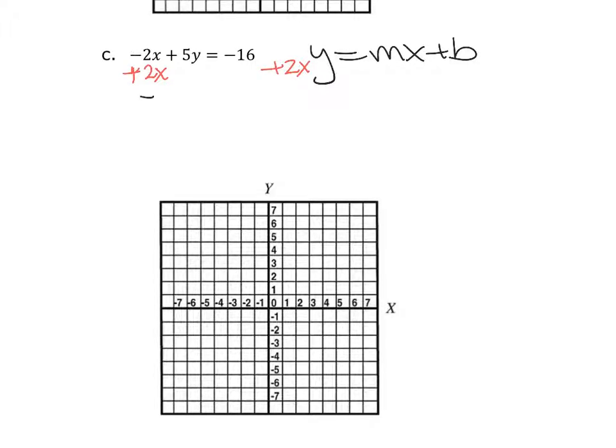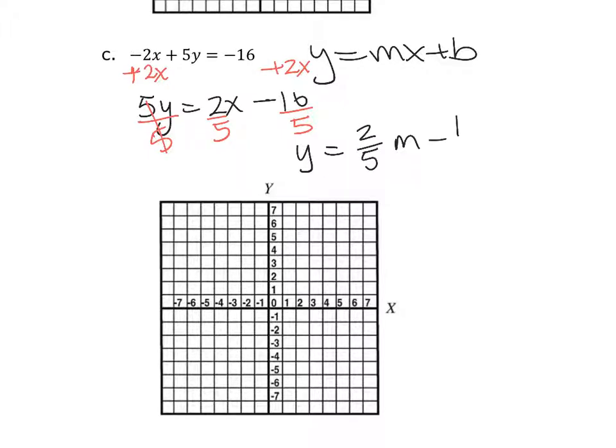And so I have 5x is equal to, and because I have mx first, it doesn't matter, but I like to have it first, 2x and then minus 16. And then I need to divide everything by 5 because I need y as a coefficient of 1. And this is the time in which I will divide each individual term by 5 rather than each side by 5 as a whole. And what I end up with is y is equal to 2/5 m minus 16 over 5.